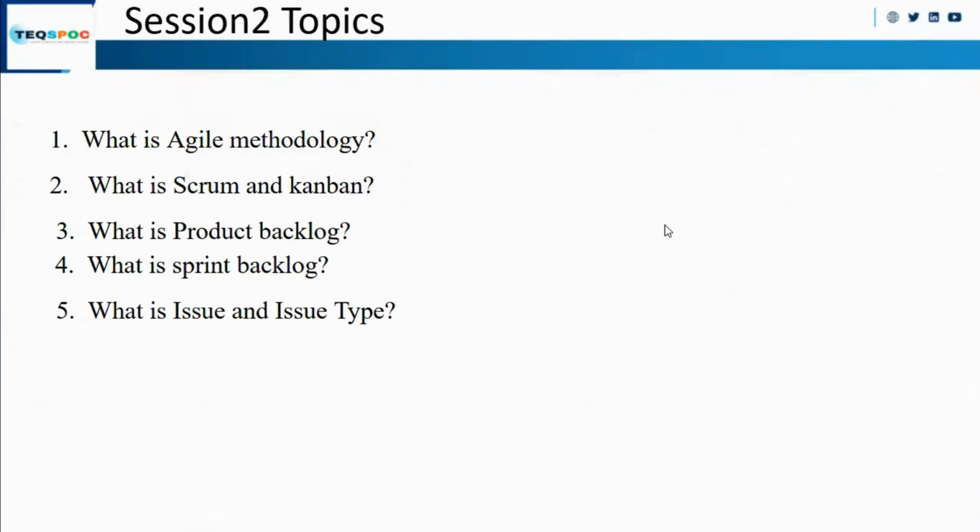So, in Session 2 topics, we will see some Agile Scrum terminologies which is necessary for us to understand before jumping into the JIRA software. So, let us understand the basic Scrum terms or terminologies. We will see what is Agile Methodology, what is Scrum and Kanban, what is product backlog, what is sprint backlog, issue and issue type.